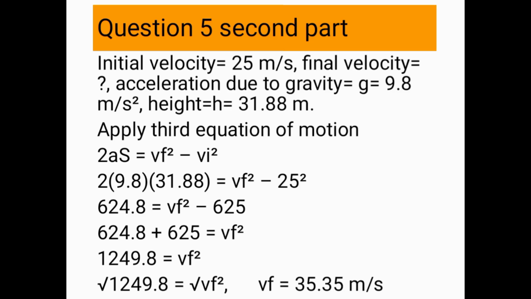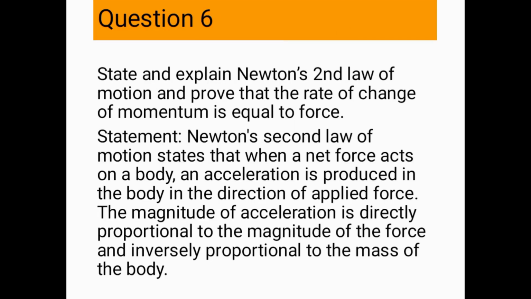624.8 plus 625 equals Vf squared. 1249.8 equals Vf squared. Taking the square root, square root of 1249.8 equals square root of Vf squared. Vf equals 35.35 meters per second.